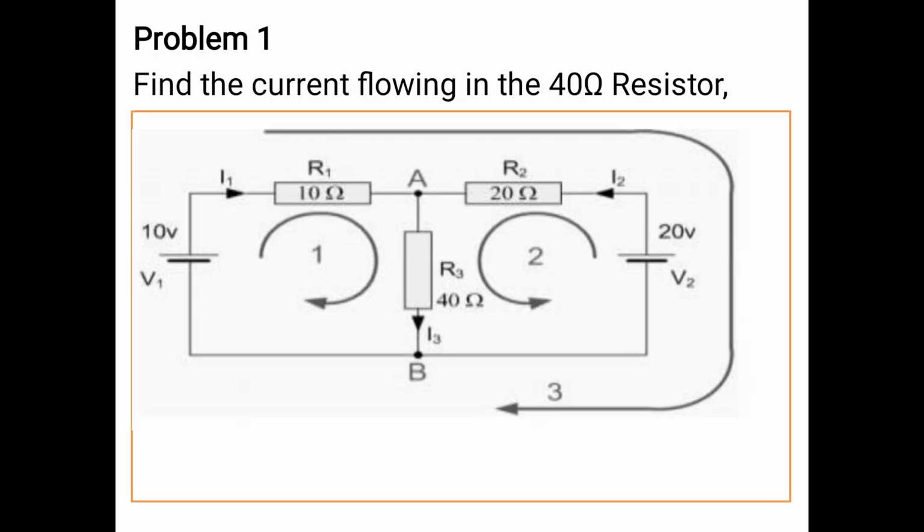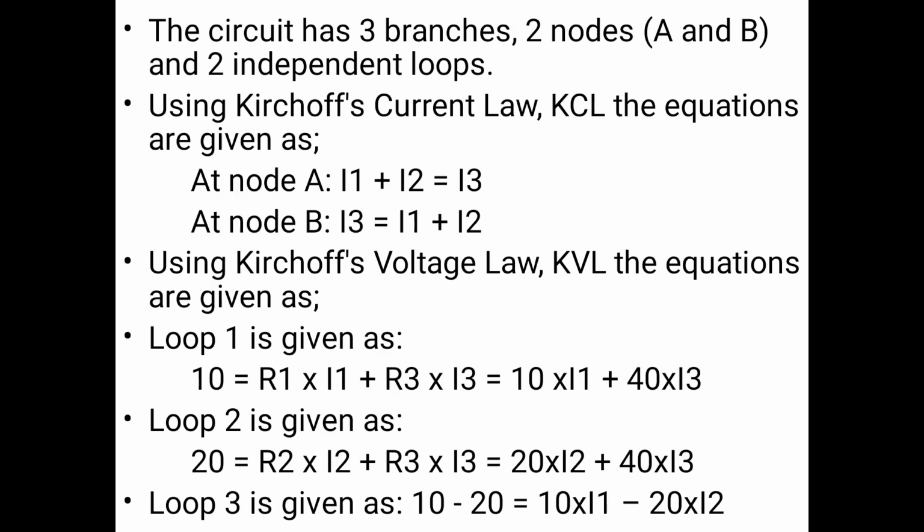Problem 1. Find the current flowing in the 40 ohm resistor. Here we have a 40 ohm resistor across the nodes A and B. The circuit has three branches, that is two nodes A and B and two independent loops. Applying Kirchoff's current law, the equations are written at node A and node B. At node A, I1 plus I2 is equal to I3, and at node B, I3 is equal to I1 plus I2. Using Kirchoff's voltage law, KVL, the equations are written as follows.